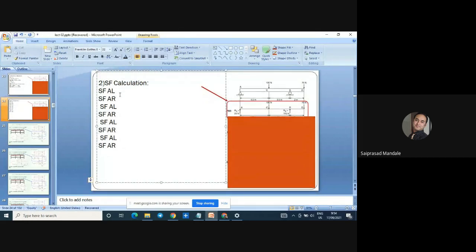SF calculation now. Anybody tell me, I will tell you the answer. SF at A to the left, and D to the A to the left, A to the right. Then C, left of C, then right of C. Then B, left of B, right of B.